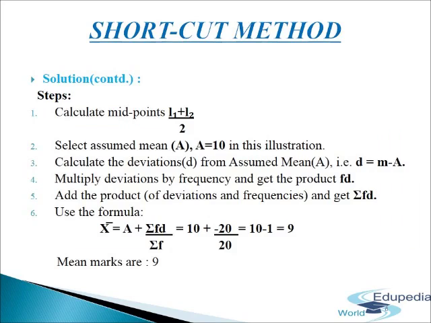After that, we will apply the formula of shortcut methods, that is A plus sigma FD divided by sigma F. We will put up the values that we got from the table and we will get the mean marks, which are 9. This is how we will calculate the mean marks with the help of shortcut method.